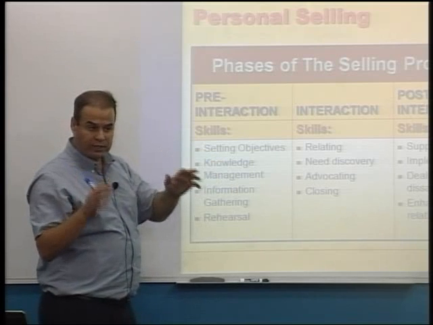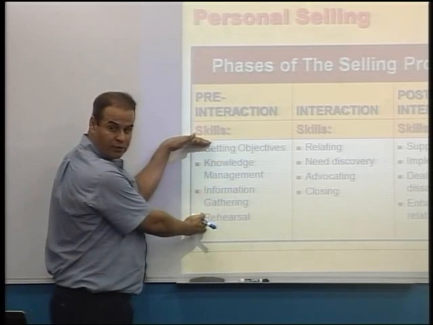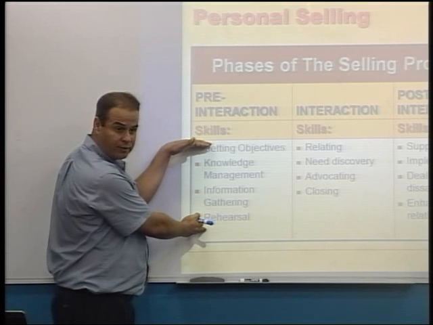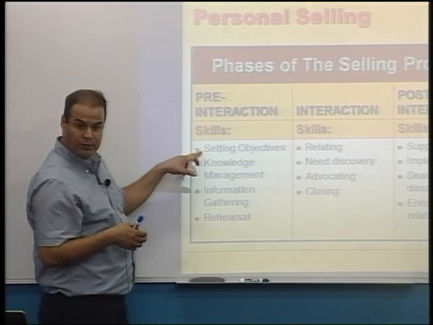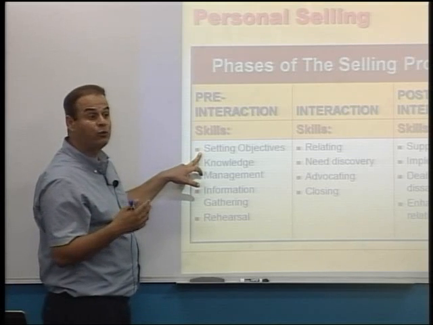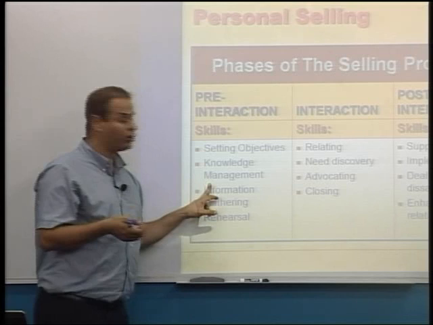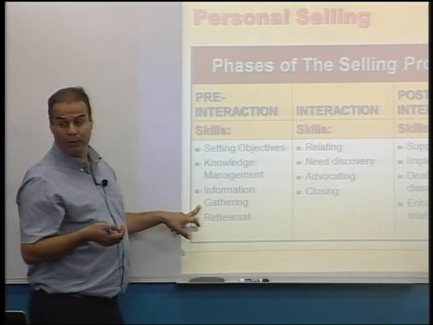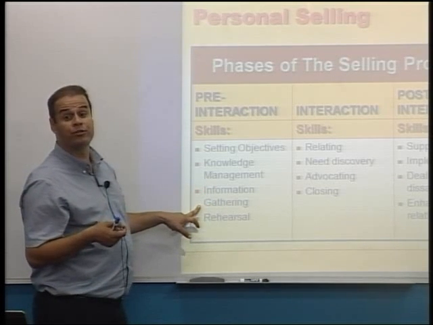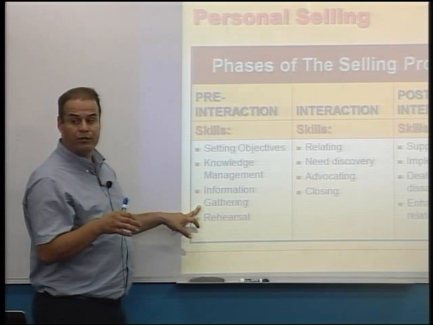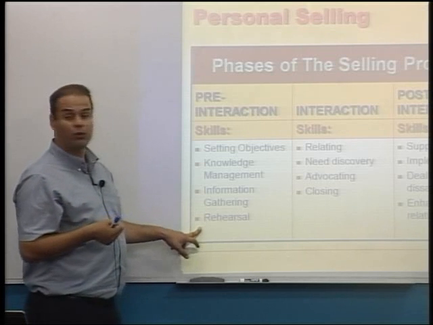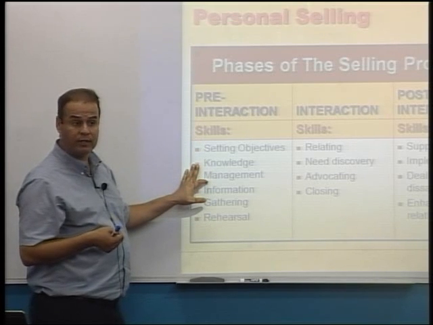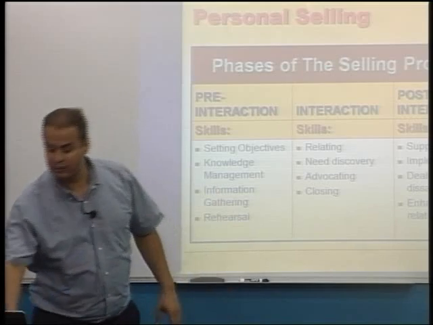Now, the major goal of today's class is to review these 4 skills which should be available in the pre-interaction phase for the salesperson. In other words, today we are going to talk about the setting objectives skill, what it is, and how the salesperson should exercise it. Second, we are going to talk about knowledge management, what its definition is, and how we can manage it. Also, we are going to talk about information gathering and its sources. What are the sources which the salesperson can use to get information? We will conclude with something called rehearsal. So this is briefly what we are going to do in today's class. Clear? Let's start.